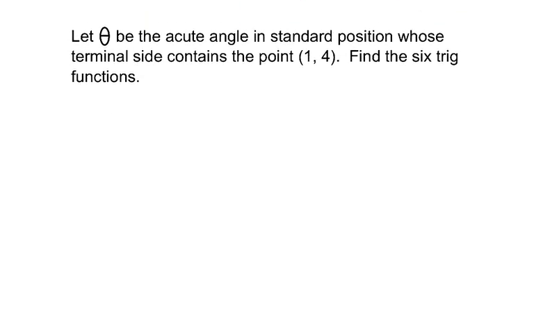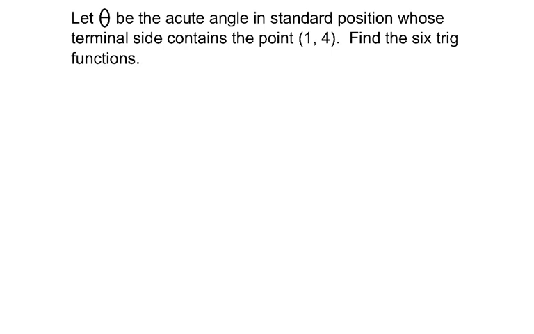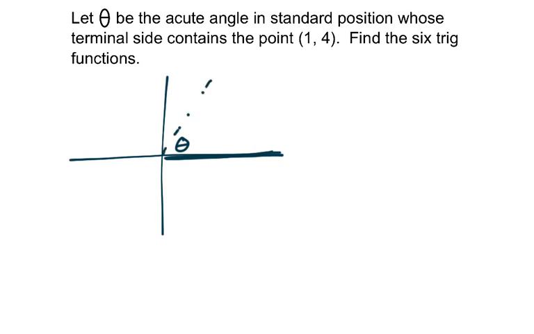So, we're going to let theta be the acute angle in a standard position triangle whose terminal side contains the point 1, 4, and we need to find the 6 trig functions of this. So let's take into account what they're telling us here. Theta is the acute angle, so that's actually going to be over here somewhere. It's in standard position, meaning that its initial side is going to be here, and its terminal side is going to be somewhere over here. And so how do I find the terminal side? I go over 1 and up 4, and that is the coordinate where this line will continue through.